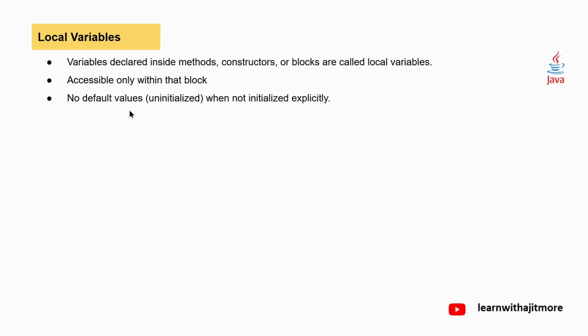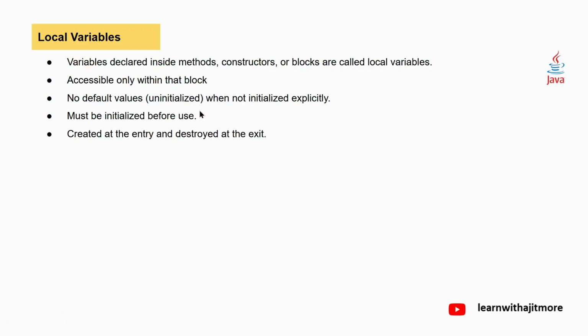No default value. Means if you have not initialized it explicitly, they will not get any default value. They remain uninitialized. But what is the specialty of Java? It will never allow you to use uninitialized variables. When you declare a variable and the first place where you are using it, somewhere in between the variable has to be initialized. It must be initialized before use. If you use it directly without initialization, it will throw a compile time error.